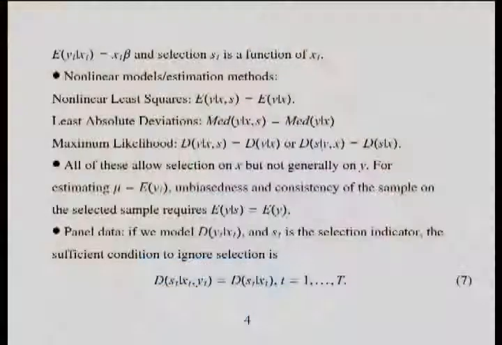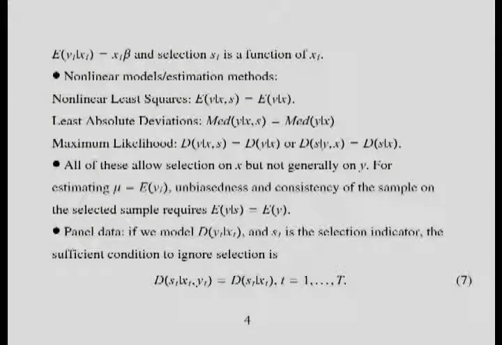A special case is where we've modeled the conditional mean correctly. It's a linear function of the x's, and then, of course, selection can be a function of x in any way, with the slight requirement that we have enough variation in the x's so that we can actually estimate the regression function.